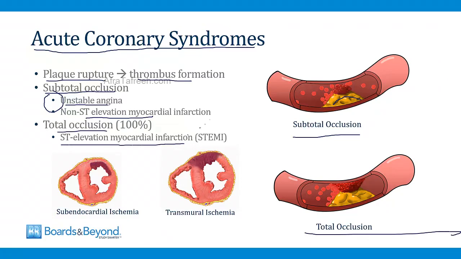And in the next couple of slides, I'll talk about unstable angina and STEMI. I'll talk about STEMI in a separate video because that's really its own syndrome. It's the most severe manifestation of coronary artery disease.